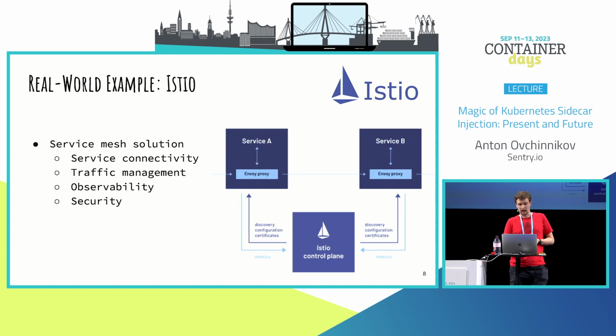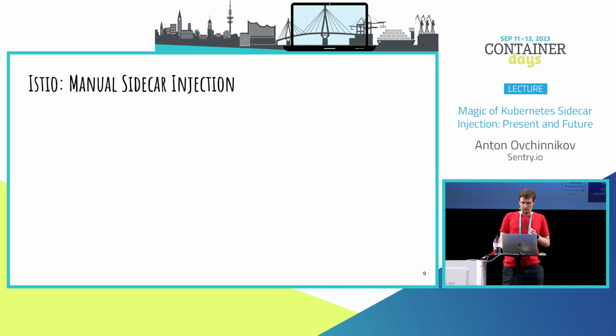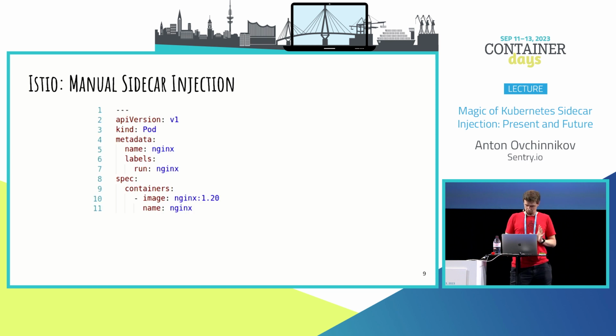So how do they do it? How does Istio do this, for example? Sidecars. So there they are, basically running next to your application, talking to each other, and also to the control plane. Let's take a look. So an example, simple pod, one container. And now what will Istio do with it, basically?